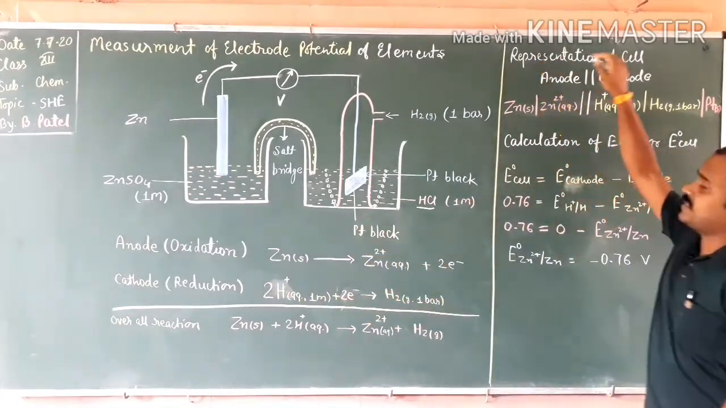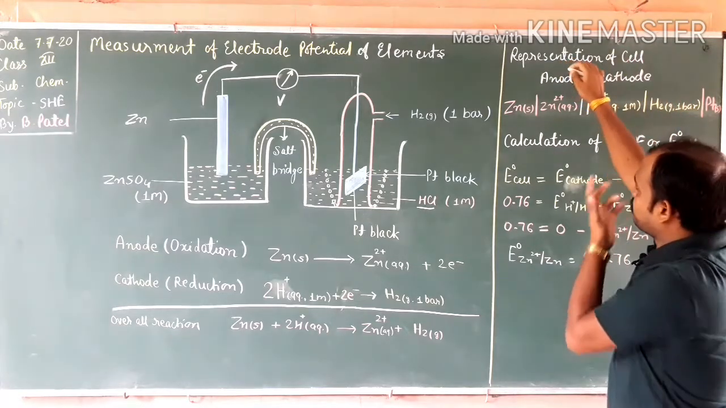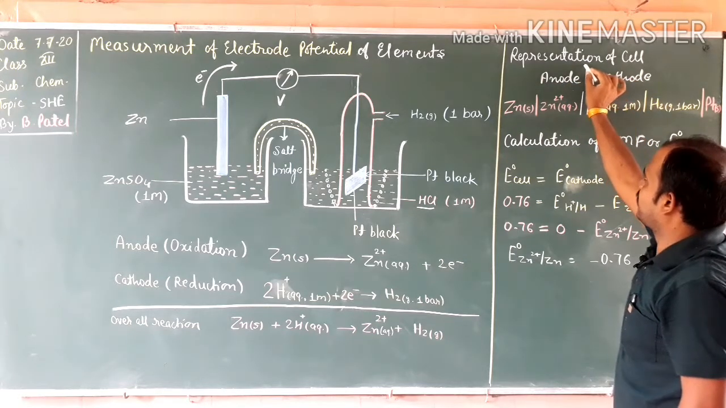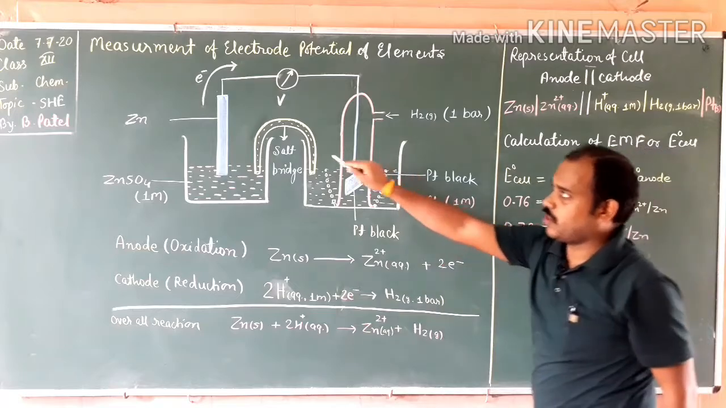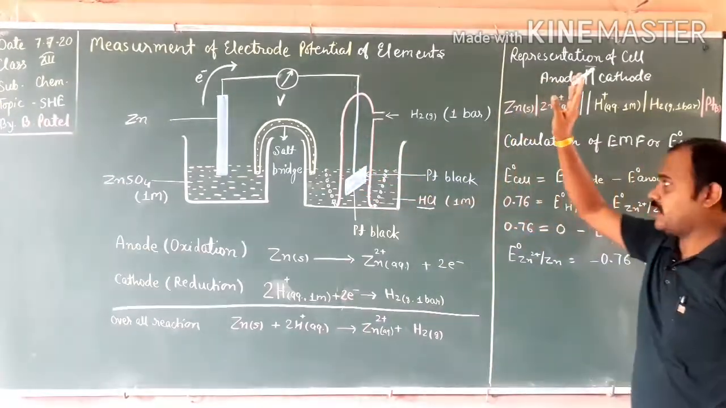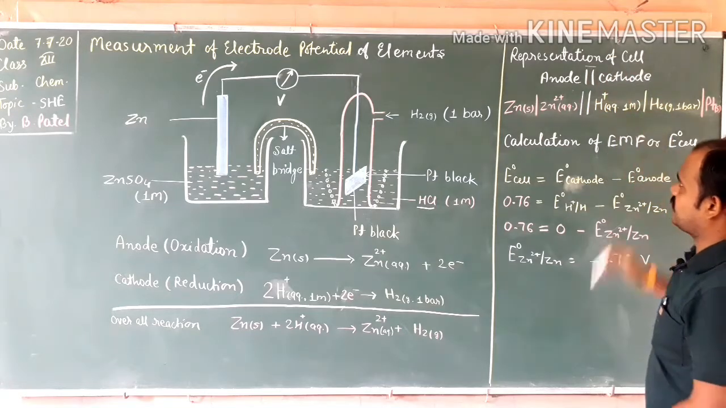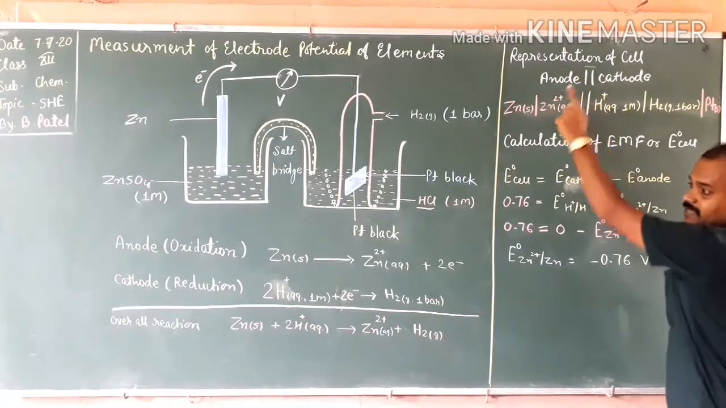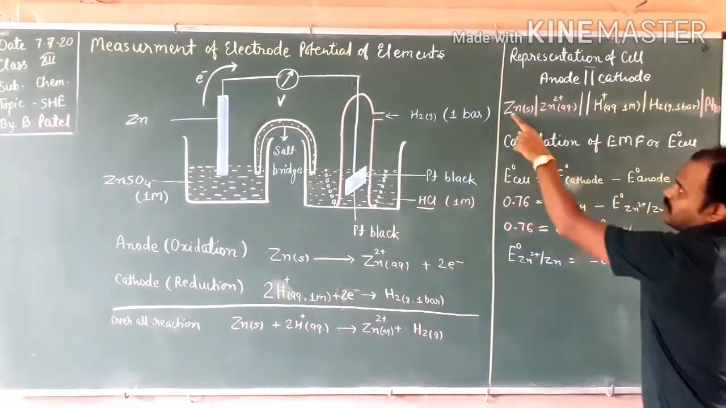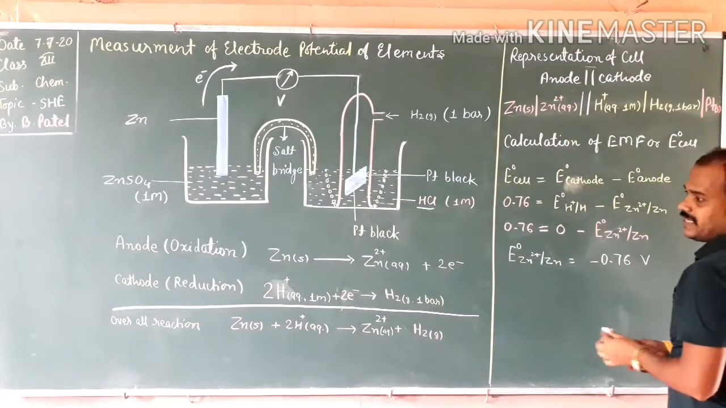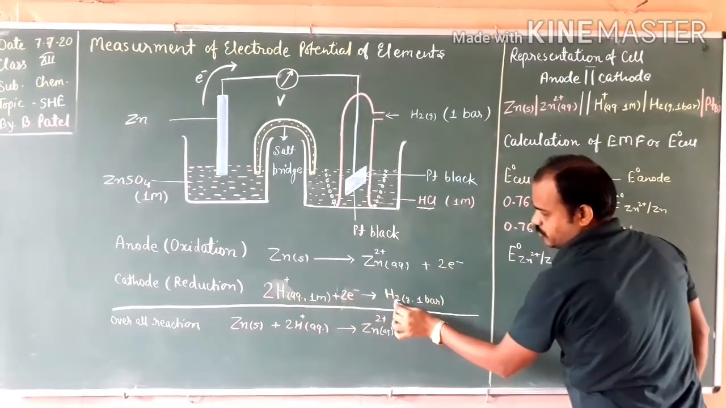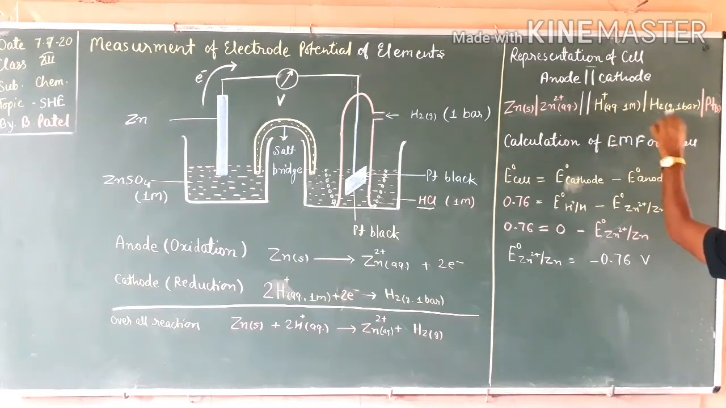So see how we will represent this cell. The representation pattern is very simple. Anode and cathode, and these two vertical lines indicate the presence of the salt bridge. You can go through my previous lecture to understand this representation of the cell. So anode, salt bridge, cathode. At the anode, which reaction is taking place? Zinc is converting into Zn2 plus. And at the cathode, which reaction is taking place? H plus is converting into H2. So this is the representation of the cell.